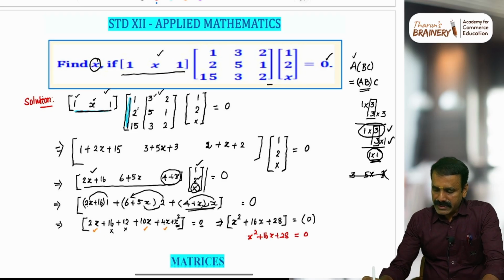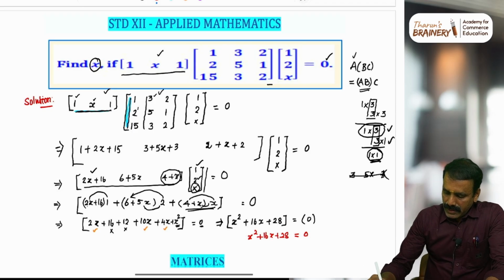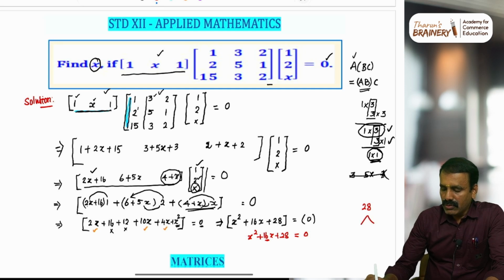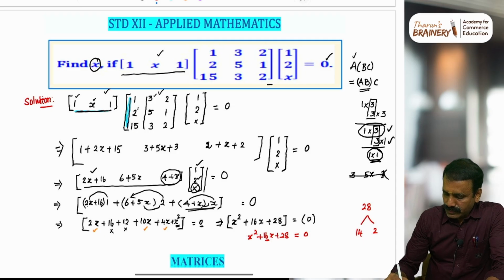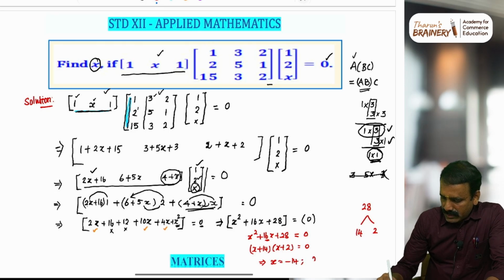Now we are going to factorize. On multiplication we should get 28, on addition we should get 16. So the two numbers are going to be 14 and 2. So it is going to be x plus 14 into x plus 2 equal to 0. So we get x is equal to minus 14 and x is equal to minus 2.